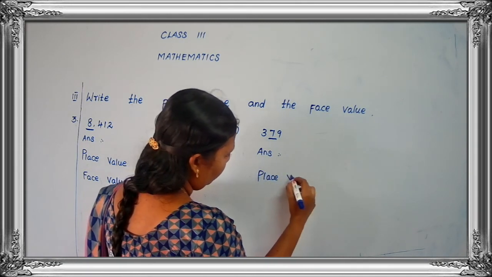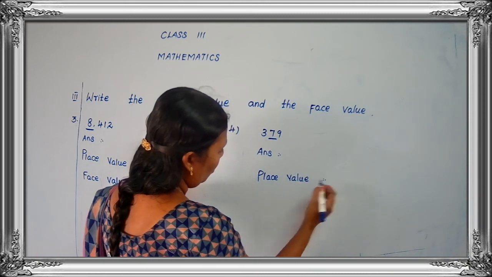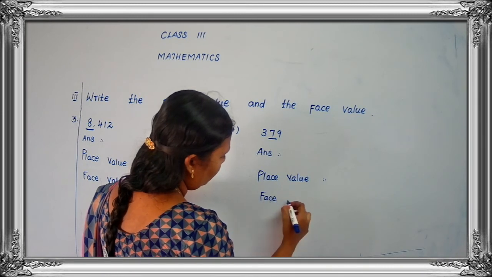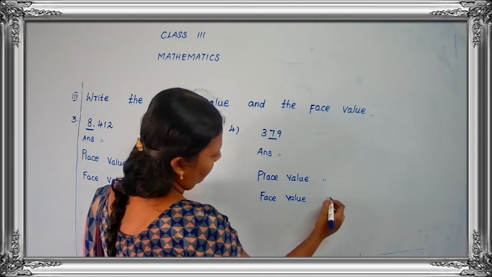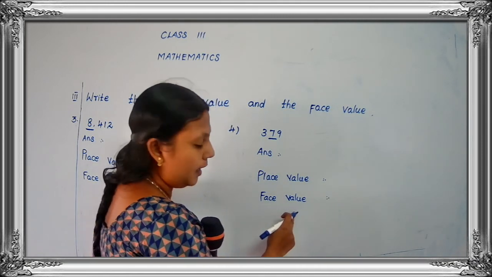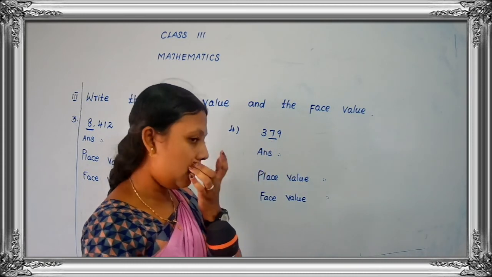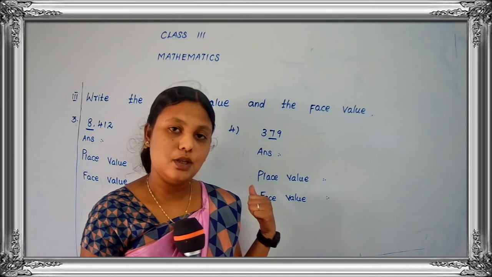First, place value, P-L-A-C-E, place, V-A-L-U-E, value, place value. The second one is face value, F-A-C-E, face, V-A-L-U-E, value, face value. Place value. First we want to find which one is the underlined digit number. See the board, which one is the underlined digit number?